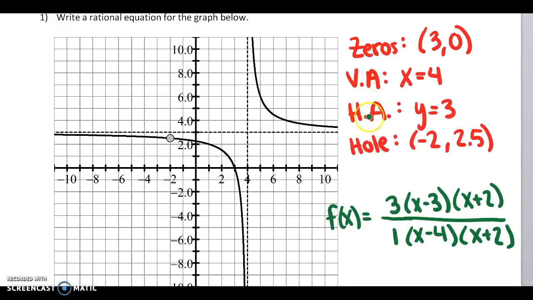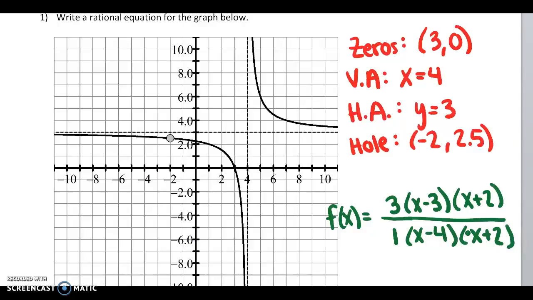Okay, if done correctly, you should get this critical information from the graph, so I just pulled that and wrote it down. Note that this is a hole. I know it's filled in with gray, but it's supposed to be empty. And then f of x should look like this. And I should have mentioned before, you can leave it in factored form. Don't waste your time and multiply it out.